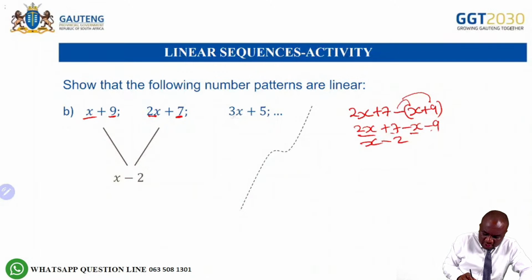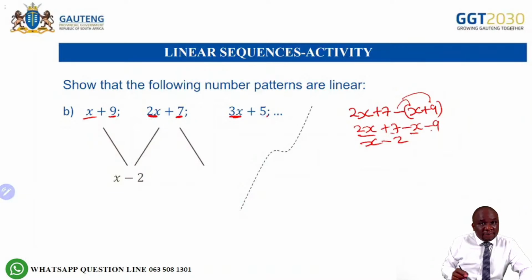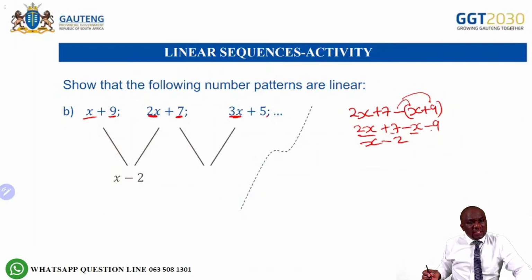Even here you can do the same thing. 3x minus 2x is x. And then 5 minus 7 is negative 2. You can see that these first differences are what? Constant. So this is a linear sequence.